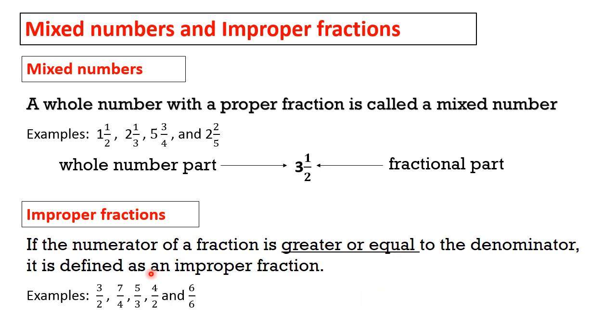Examples here: 3/2, 7/4, 5/3, 4/2, and 6/6. Here in these cases you can see the numerator is greater than the denominator, but here the numerator and the denominator are the same, equal. So the numerator is either greater than the denominator or equal to the denominator. Such fractions are known as improper fractions.